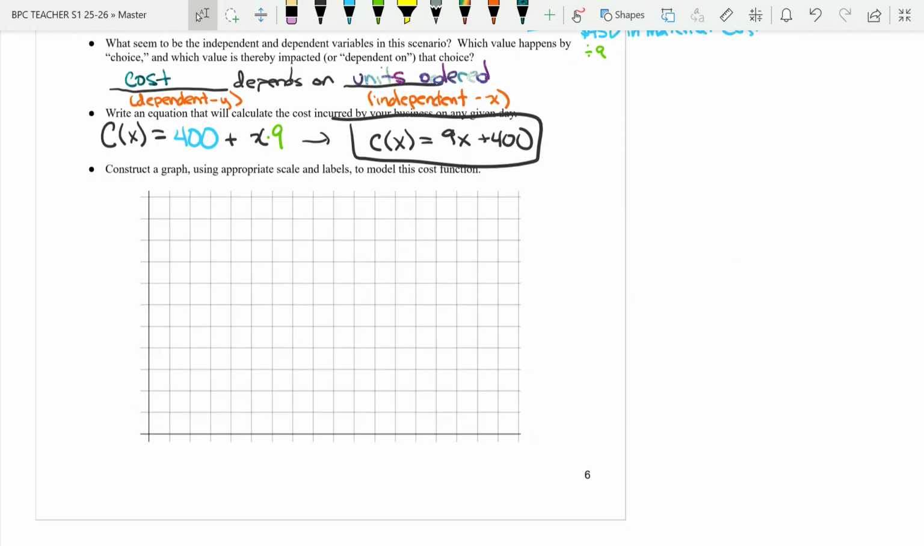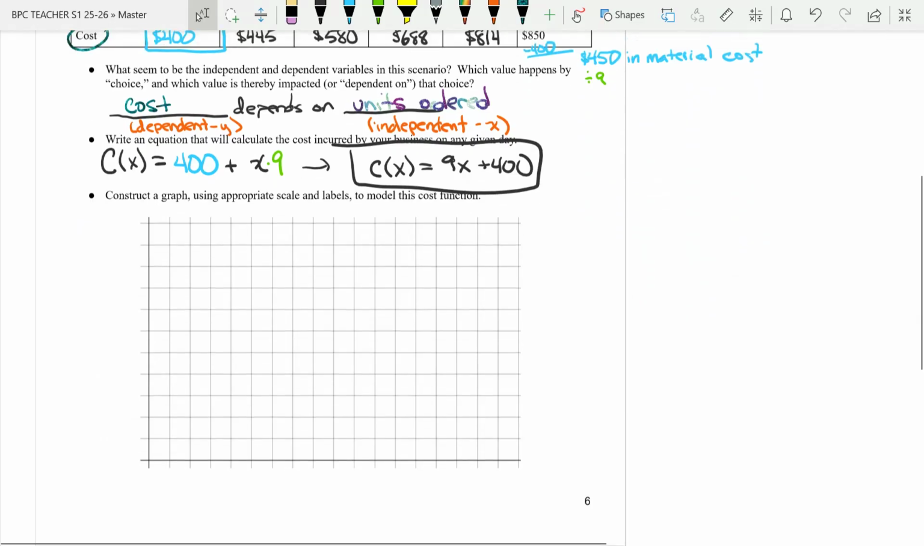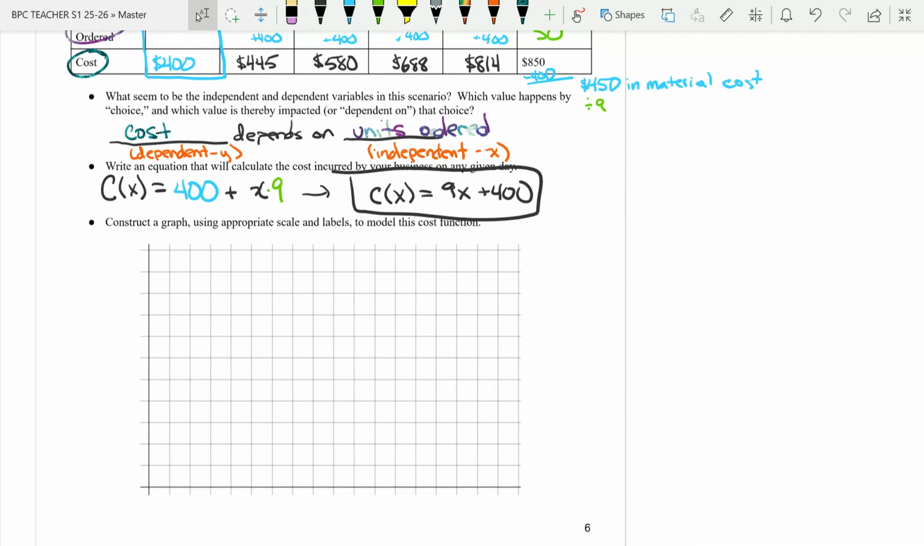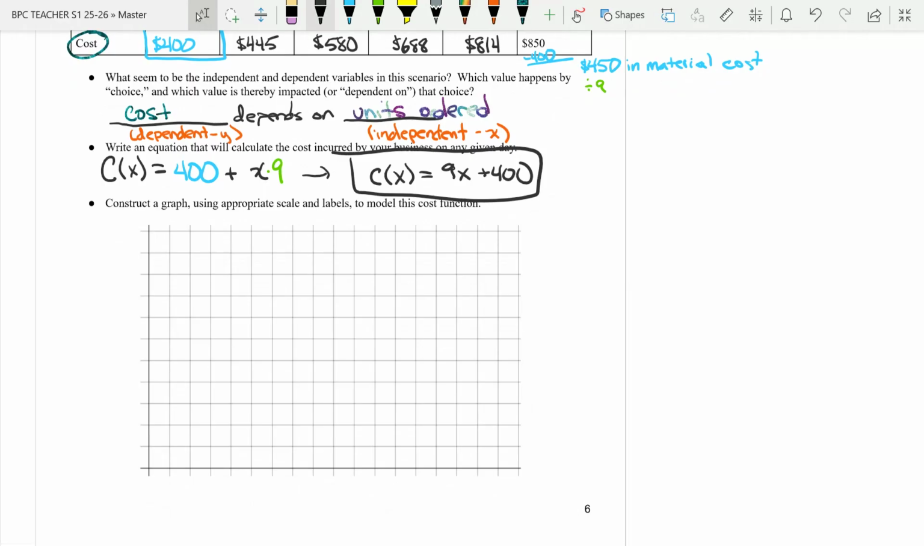If I want to make a graph, you can put those in Desmos and it will give you an awesome graph. But I need a sketch of it. So, important things that will go in the sketch. I need to have both axes labeled. My independent variable is my x, so I'm going to say units ordered is on my x-axis, and my dependent variable is y. So I will put cost on my y-axis.